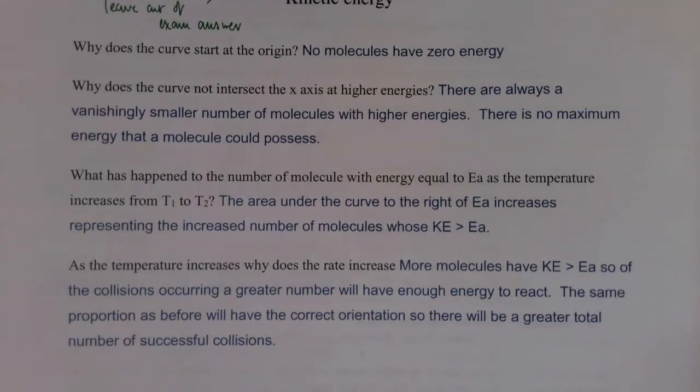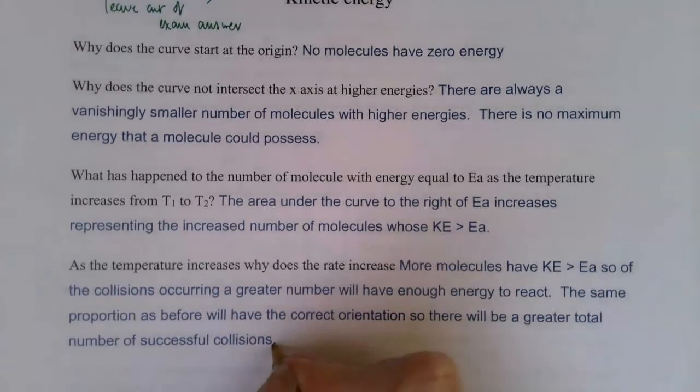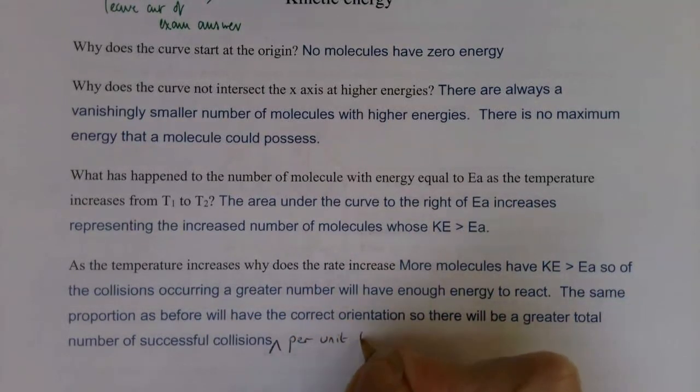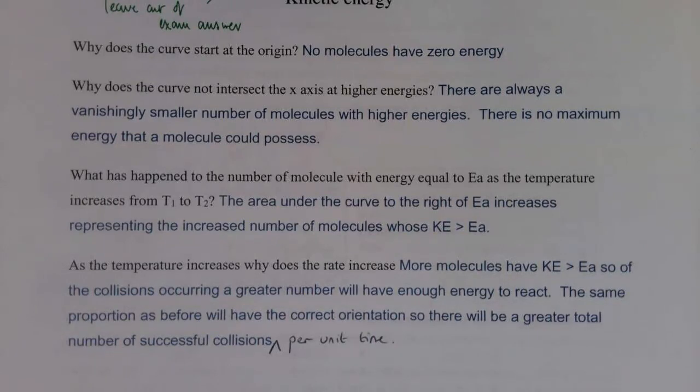Two things to consider when you're increasing the temperature. The fact that the molecules have more kinetic energy means they move faster and are more likely to collide. But that is not the overriding factor. The overriding factor is the fact that more of those molecules will have an energy greater than or equal to the activation energy. So you'll get a higher proportion of successful collisions and you'll get a greater total number of successful collisions, per unit time. In other words, you get more successful collisions in a particular unit of time.